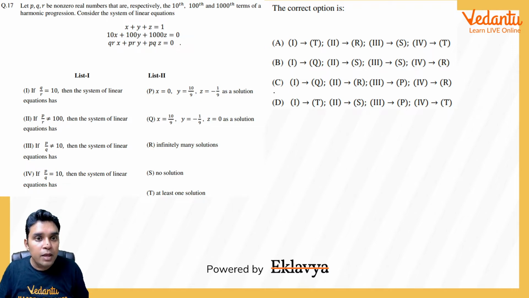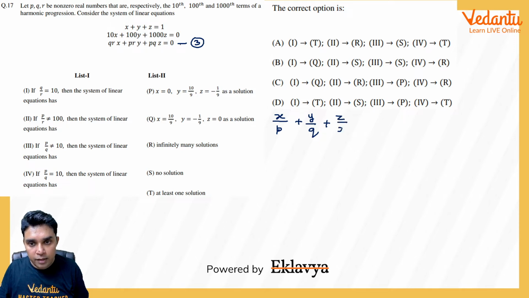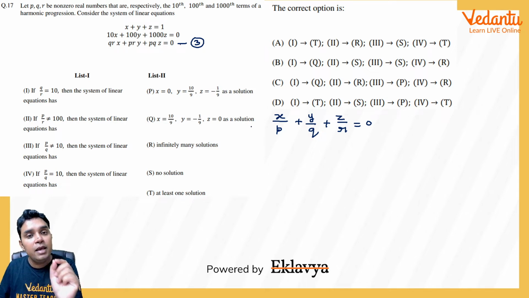Now please see these equations, especially equation number 3, which I would like to rewrite because on the right hand side we have 0, so I can divide this entire thing by PQR. So we will get x upon P plus y upon Q plus z upon R equal to 0. In an HP there cannot be any term that is equal to 0, so none of P, Q, R will be 0, so we can divide by PQR. Now 1 upon P, 1 upon Q, 1 upon R will be in AP.